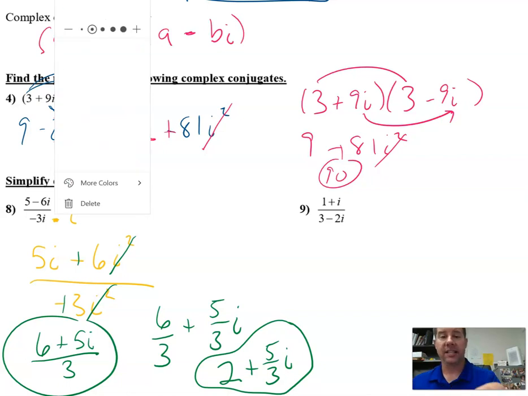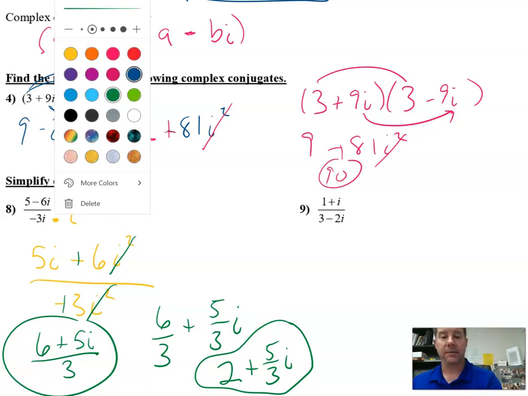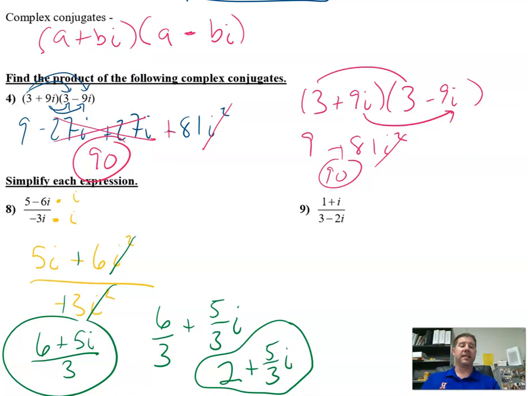All right. Last question here, and then we are done for today. 1 plus i over 3 minus 2i. When we have this plus or minus, just like yesterday, that causes us some issues. So the way I'm going to get rid of it now is I'm going to use that conjugate like we just talked about above. So I'm going to multiply by 3 plus 2i on the top and bottom. 3 plus 2i.